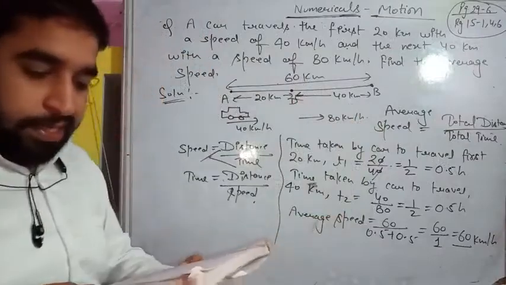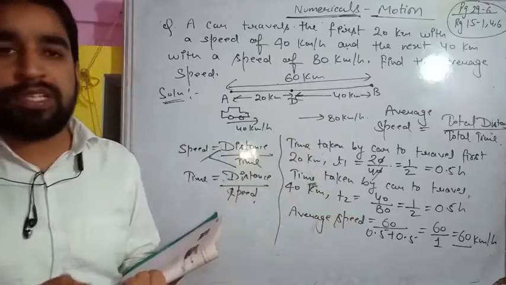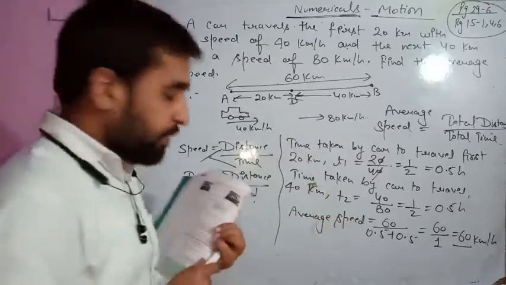Let me check the answer. So it's correct. 60 km per hour. I hope you understood this. So let us solve another numerical.